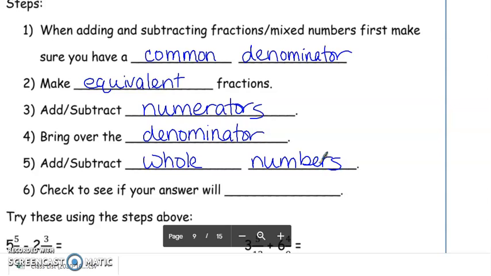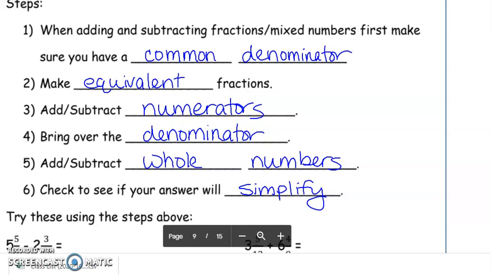The very last step, if you get up to here, at least you have half credit. The rest of it's going to come from making sure your answer is written in simplest form. So you want to see if your answer will simplify. Always write it in simplest form, okay? So double check to make sure that your answer is simplified.